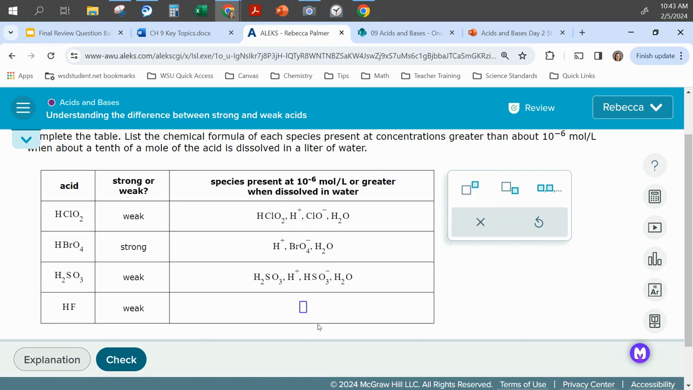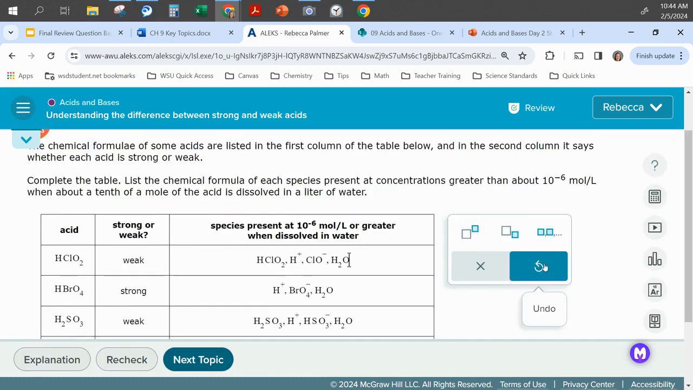Okay, and then the last one is weak. So if it's weak, first copy down the original formula, because we'll still have some of that left over. We'll have H+. We will have the conjugate base, so drop a hydrogen, drop the charge, and we will have water. Hopefully we got that all.